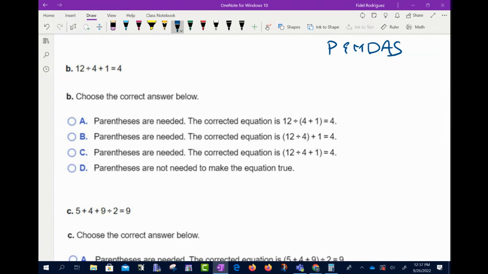Okay. So I don't have any parentheses. I don't have any exponents. Multiply and divide. If I were to divide first, 12 divided by 4 would give me 3. 3 plus 1 would give me 4. So we don't need any parentheses at all, right?